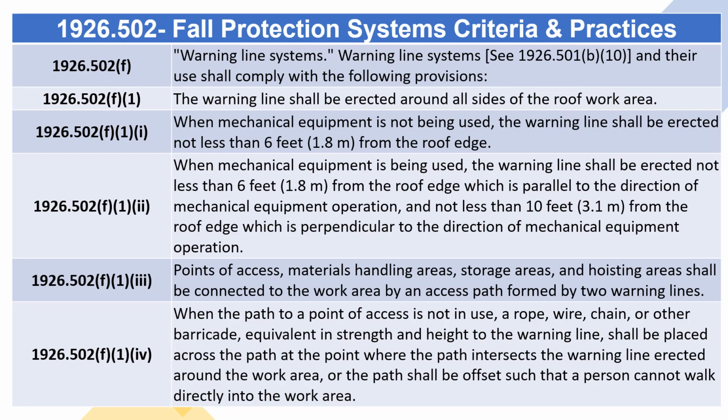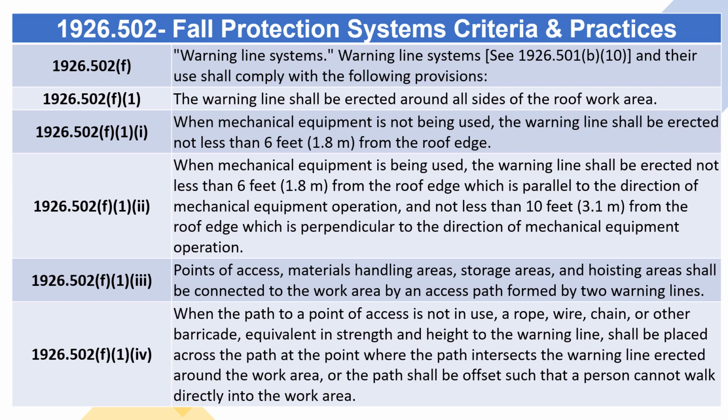1926.502(f) Warning line systems. Warning line systems (see 1926.501(b)(10)) and their use shall comply with the following provisions. 1926.502(f)(1)(i) through (f)(1)(iv). The warning line shall be erected around all sides of the roof work area. When mechanical equipment is not being used, the warning line shall be erected not less than 6 feet (1.8 meters) from the roof edge.